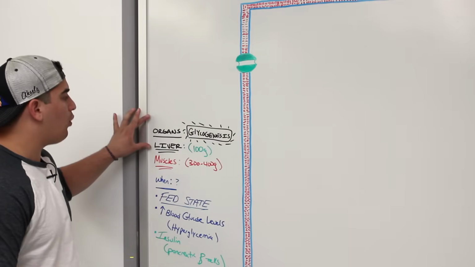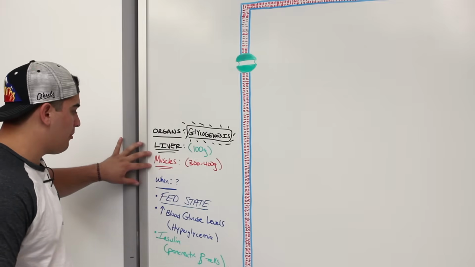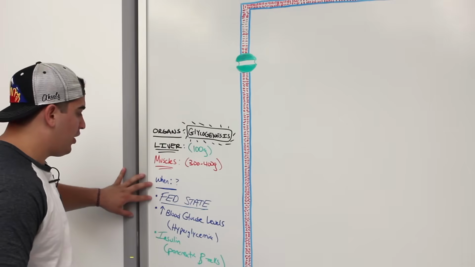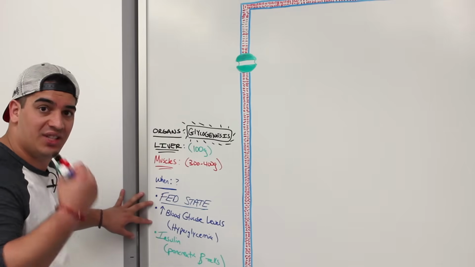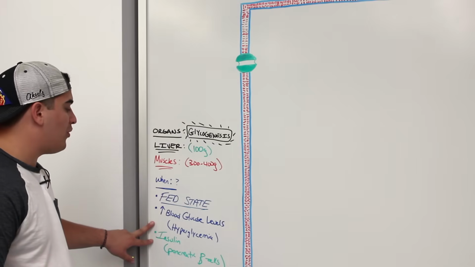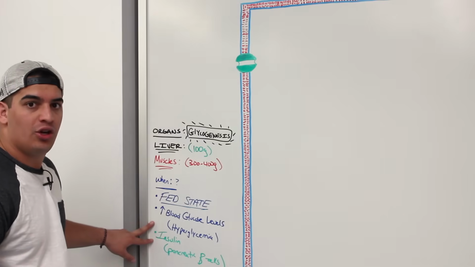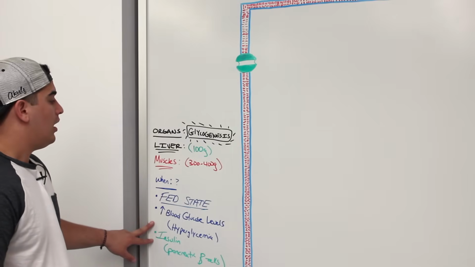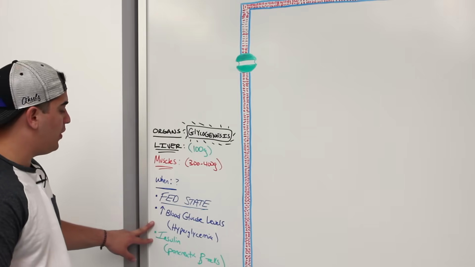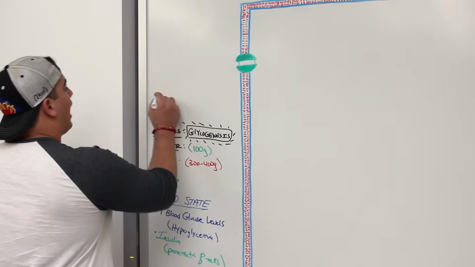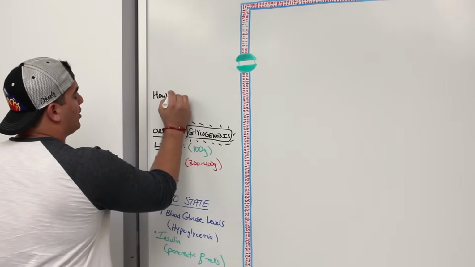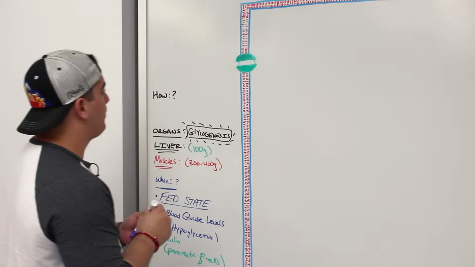Okay, so we know the organs it's occurring in: the liver and the muscles. We know when it's occurring: in the fed state, whenever our blood glucose levels are high, hyperglycemia, so we've just eaten. And we also know the hormone helping to regulate this process, which is insulin. Now what we have to do is figure out exactly how it's happening. So we have to answer the question, how? And that's what we're going to be focusing on primarily throughout this video.